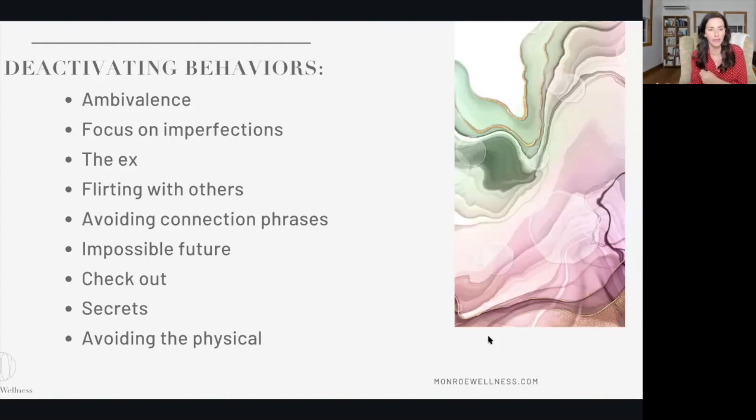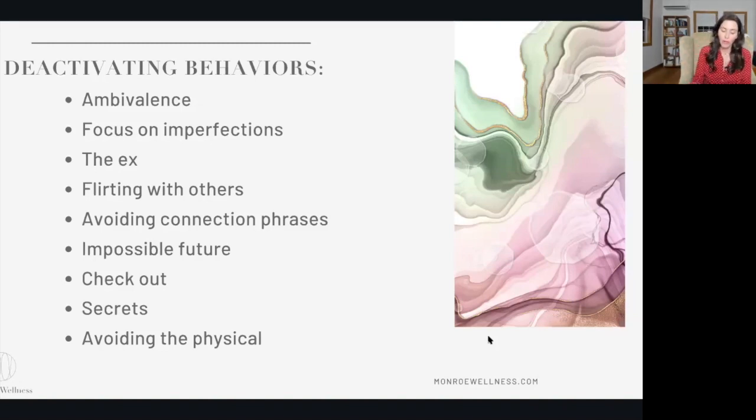So another thing that we do that's deactivating is we check out when our partner is talking to us. So this can be when our partner wants to connect. We start to look at our phone. We get busy. We turn on the television. If we're a little bit more skilled at it, we could think about other things while they're talking to us. But there's a sense of like our guard is up and we're checked out and we're not really there. And again, that anxiously attached person can really feel that from us.